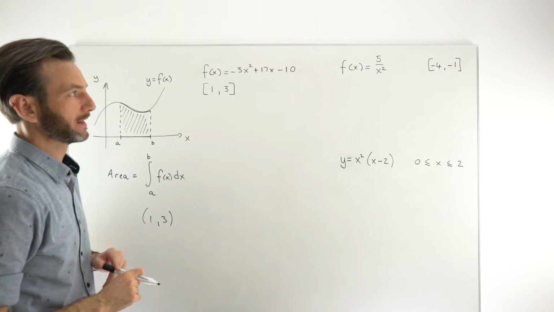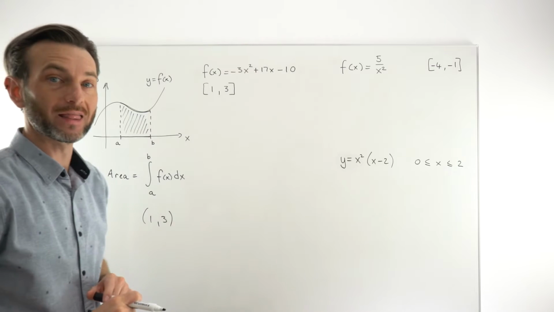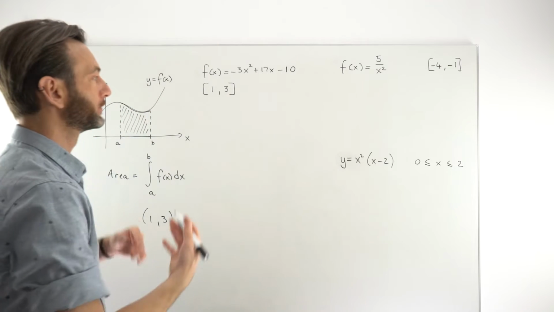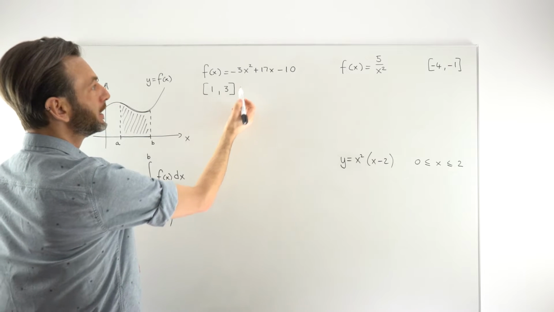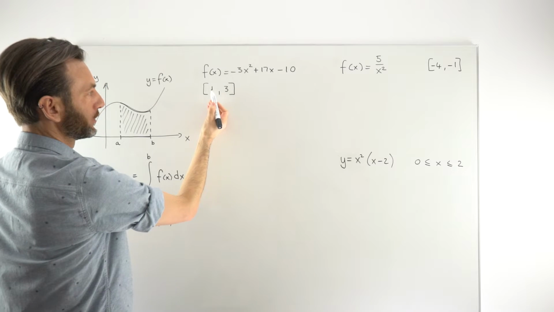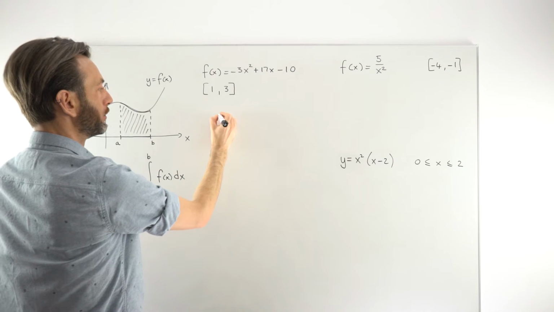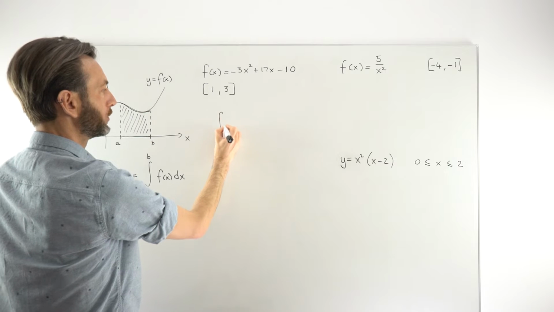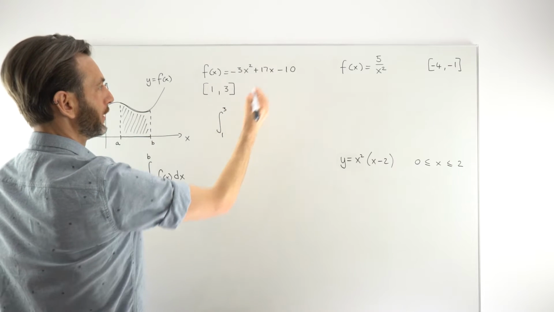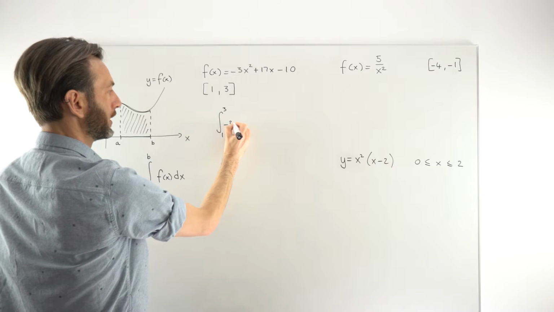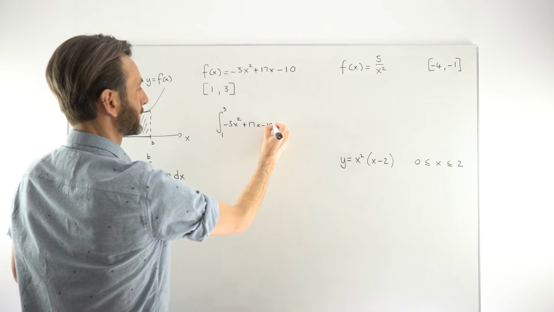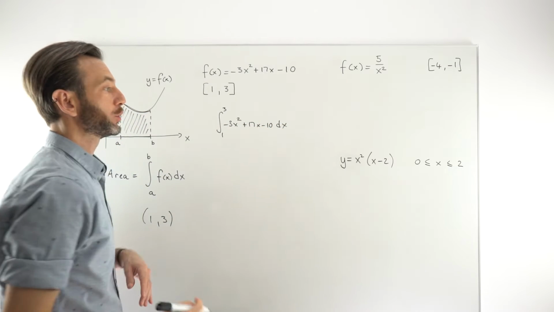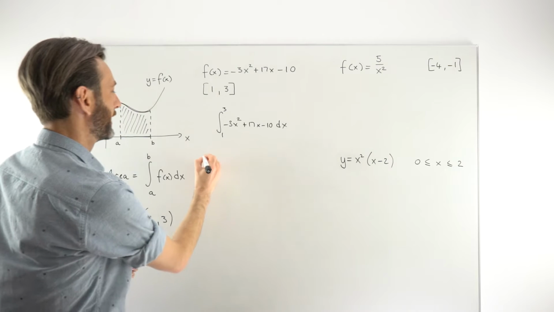So different ways to present these, but essentially we're just going to set them all up as a definite integral and make the evaluation. So this one here, the area between that curve, the x-axis, and these two values here will be represented by the integral between 1 and 3 of that function there. So minus 3x squared plus 17x minus 10 dx. So we just simply need to work through the mechanics of this.